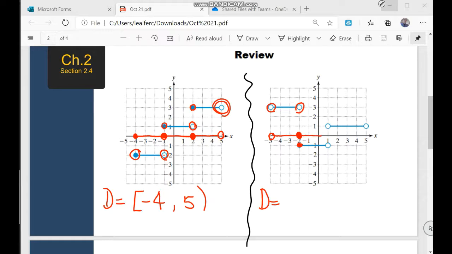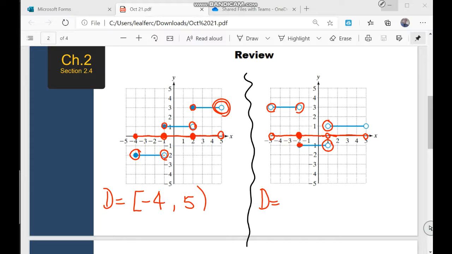Let's go, and here on 1, let's stop and check it out on 1. This is an open dot, empty, right? So actually 1 is not included at all, because it's not in either of the dots. Let's go to 5, and 5 is also not included.